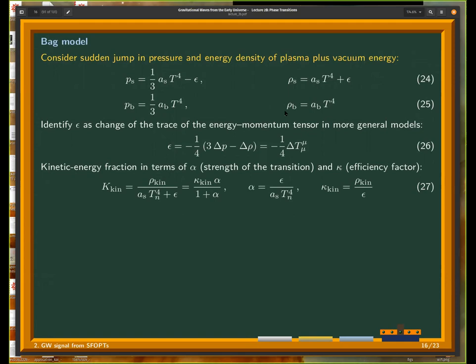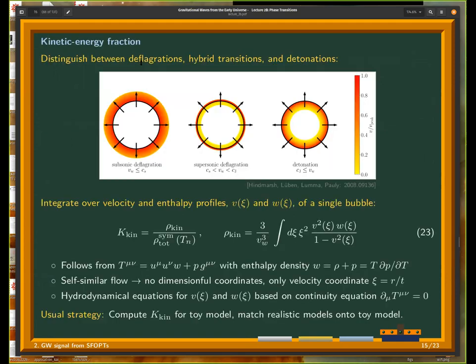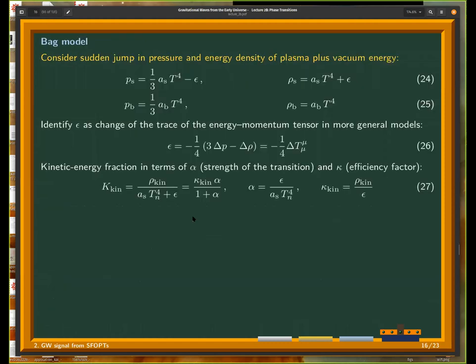Okay, so now the kinetic energy fraction. Again, this is the energy of the plasma compared to the total energy density in the symmetric phase, and it can be written as follows. The kinetic energy is again in the numerator, nothing changed. But in the bag model, the total energy density in the symmetric phase is just this piece here, so I write it down in the denominator. Then I can introduce a couple of new quantities, for instance kappa, some efficiency factor, which is basically the kinetic energy in the plasma divided by epsilon, my parameter in the bag model. This is the vacuum energy density that gets released during the phase transition, and I call rho kinetic over epsilon kappa kinetic, which is a kind of efficiency factor. And then I can just divide all the terms here by this piece, the energy in the radiation.